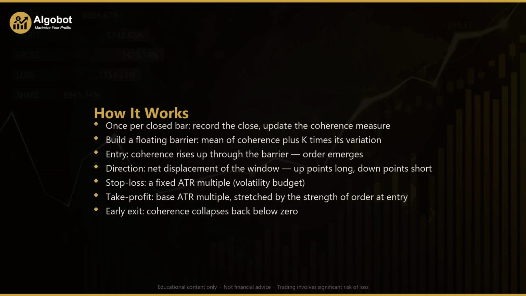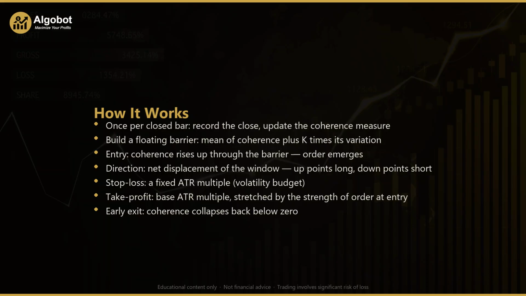Second, it builds its entry barrier. Rather than using a fixed level, the strategy looks back over a trailing window of its own coherence history, 60 values by default, and calculates the average coherence and how much it varies. The barrier is set at that average plus a multiple of the variation, controlled by a parameter called ThresholdK, which defaults to 0.6. A higher K makes emergences rarer, demanding stronger order before acting.